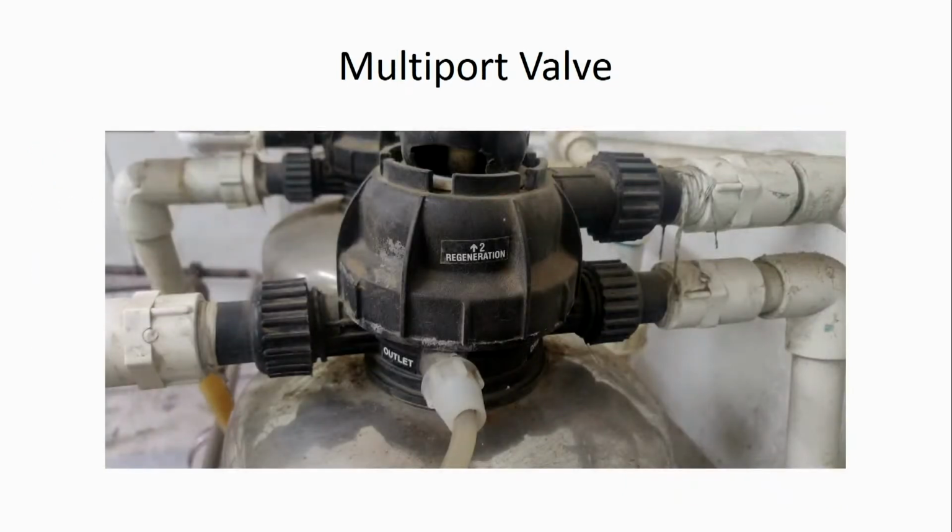This is the picture of the multiport valve, which shows this is the inlet, this is the outlet to the next filter, and this one is going to the drain. And you can see this inlet is for the brine solution. So this is the multiport valve for the softener.